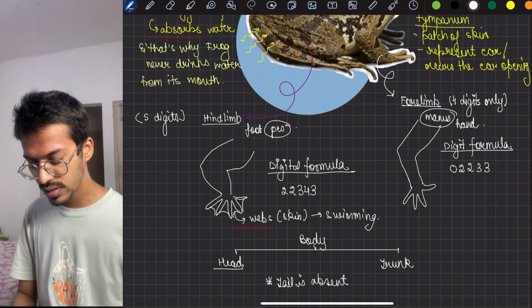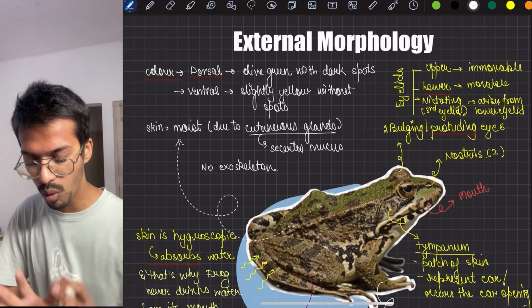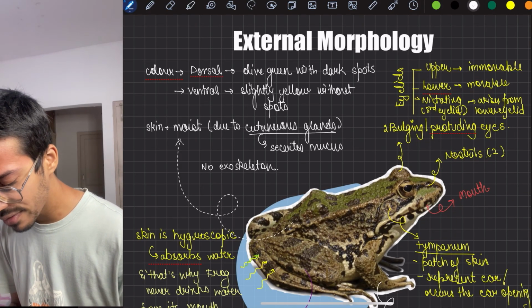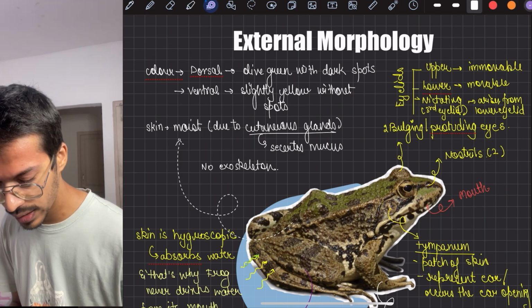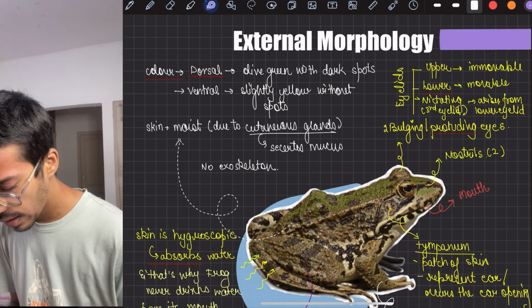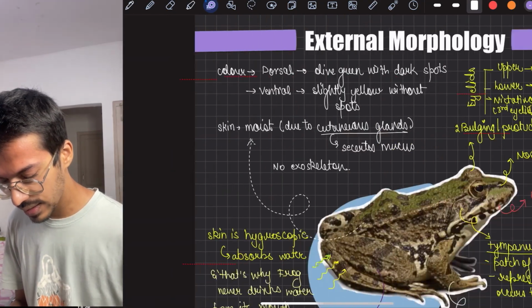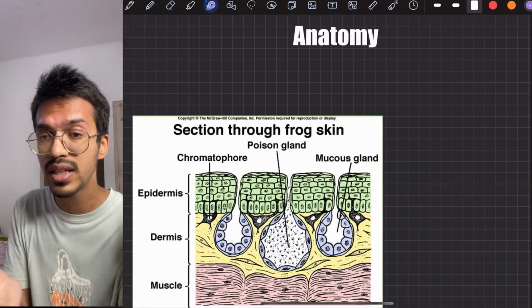This thing got understood. This is the outermost morphology of the frog, which you have to remember. Don't just leave it, you have to remember. Moving on. The next thing is its anatomy. Now we are cutting it open.